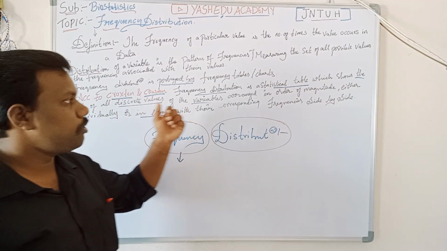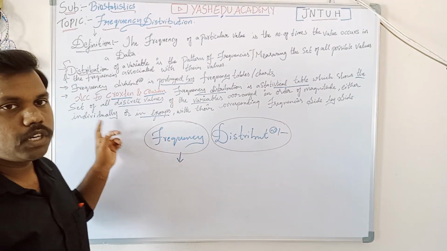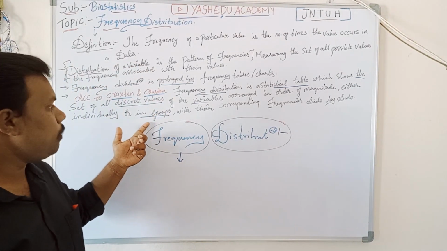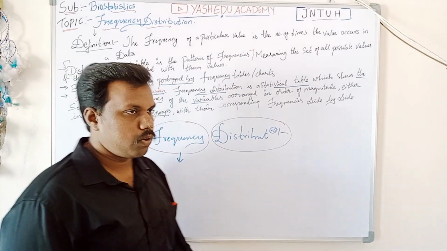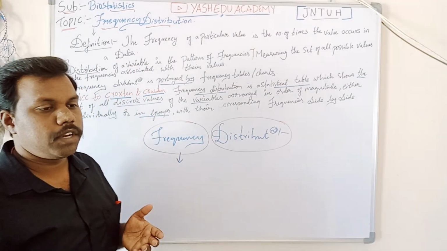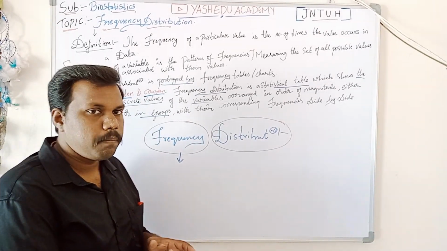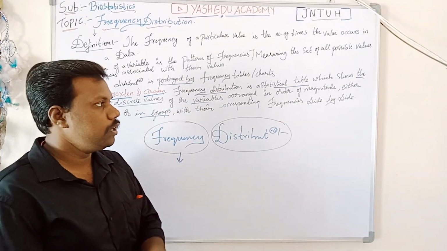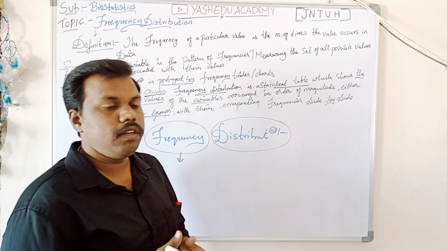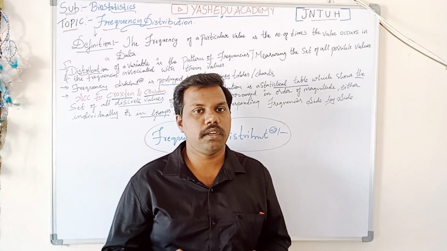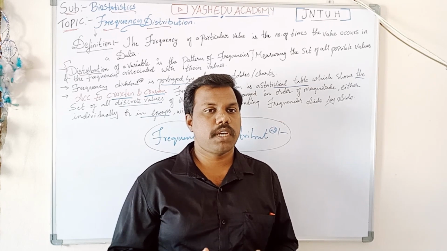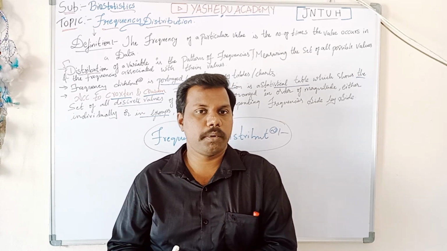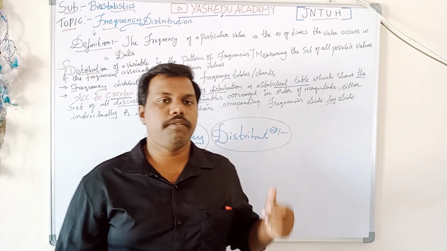According to Croxton and Cowden, frequency distribution is a statistical table which shows the set of all discrete values of the variables arranged in the order of magnitude, either individually or grouped data, with their corresponding frequencies side by side. So the scientists are telling that frequency distributions are statistical tables which show a set of discrete values, with the variables arranged in order of magnitude, either individually or grouped. Means in frequency distribution, the statistical table contains different kinds of raw data, some available in grouped data and some in ungrouped data. So both grouped and ungrouped data are organized and studied with the help of frequency distribution.